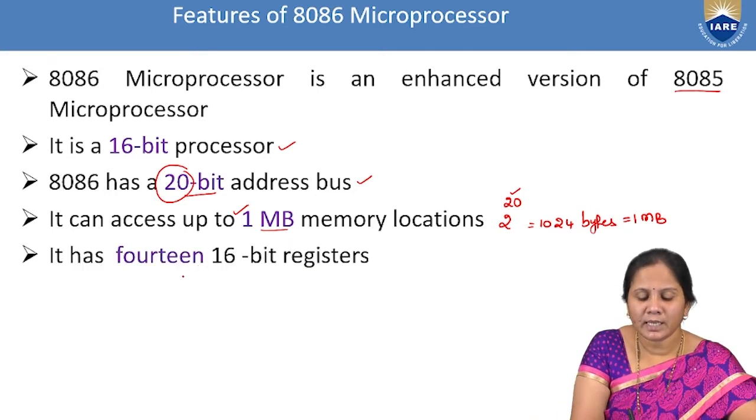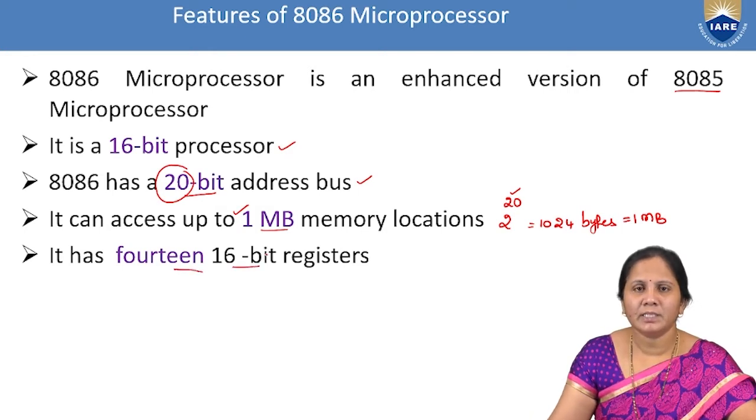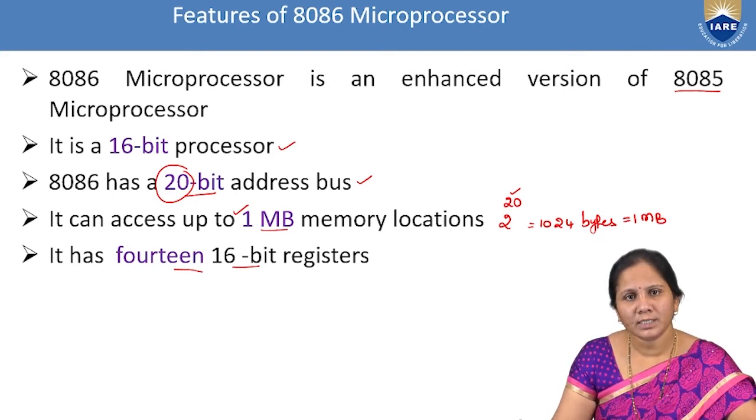Next, it has 14 16-bit registers. That means the number of registers available in the 8086 microprocessor is 14, and each register is 16 bits in size. We have already discussed what the 14 registers are while discussing the register organization of the 8086 microprocessor.